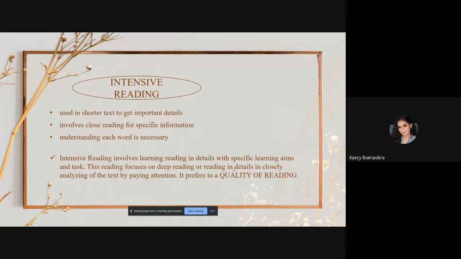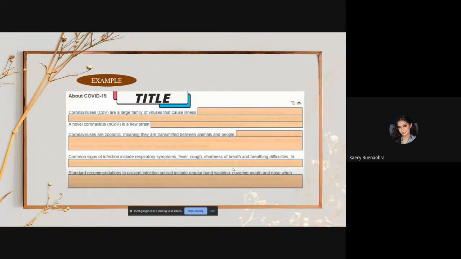So in this article, class, I have a question. What do you see in the given example? Or what do you observe in the given example? Anyone? Okay, Miss Aubrey, do you want to share your idea? Correct, Miss Aubrey. Thank you for sharing your idea.